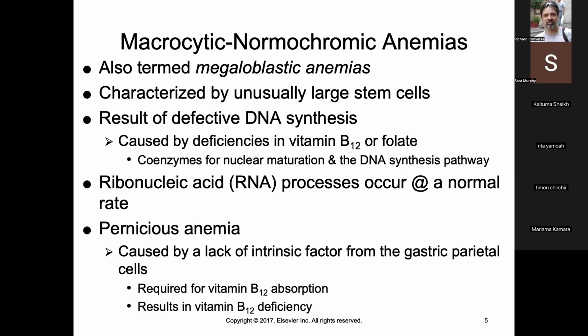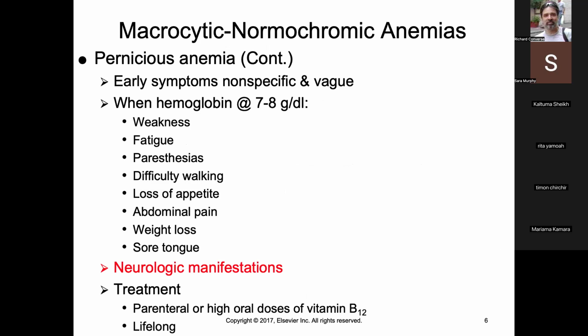In pernicious anemia, we have a lack of intrinsic factor from the gastric parietal cells, which is needed to absorb B12 across the lining of the stomach. This results in B12 deficiency. Early symptoms when hemoglobin is between 7 to 8 grams per deciliter are weakness, fatigue, paresthesias, difficulty walking, loss of appetite, abdominal pain, weight loss, sore tongue. Neurologic manifestations are also present, such as peripheral neuropathy, which can cause numbness or paresthesias, such as pins and needles feeling in the fingers and the toes, loss of vibration sense, or loss of proprioception.